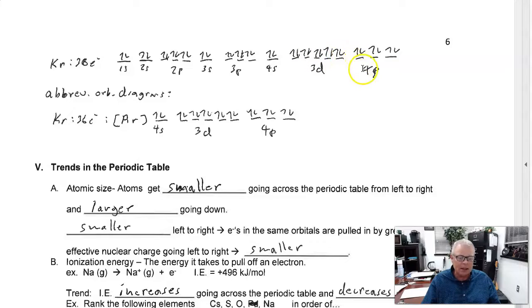And then you end up on 4p6. Up, up, up, down, down, down. And there you go. That's krypton. Count them up. I'll bet you get 36 electrons. Okay.